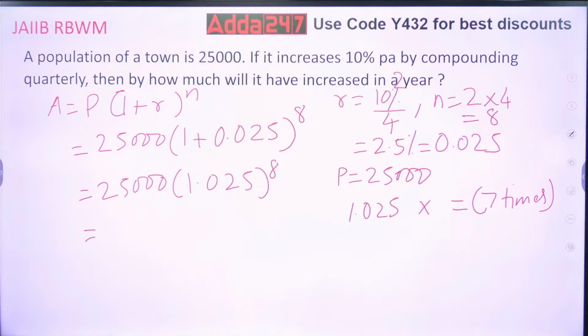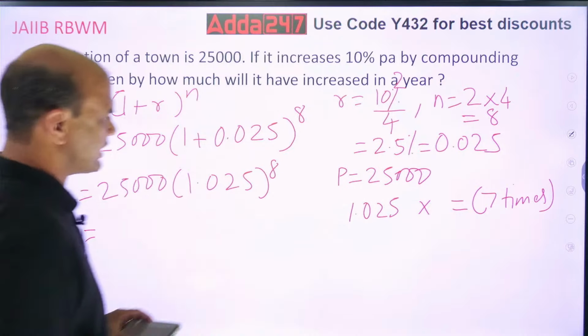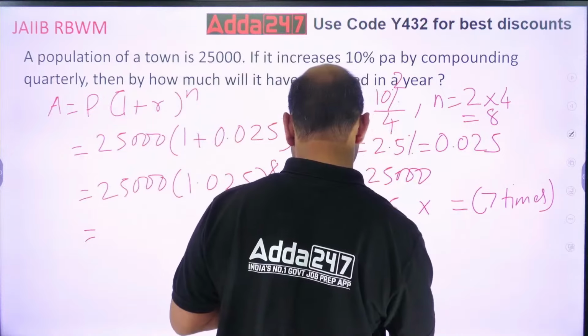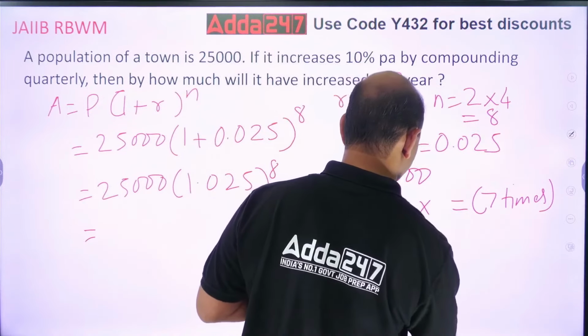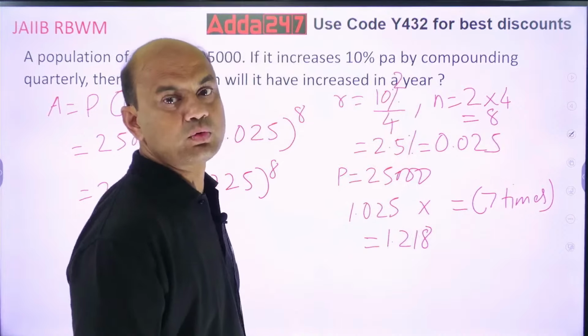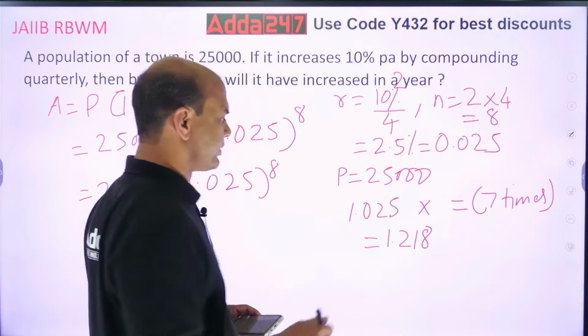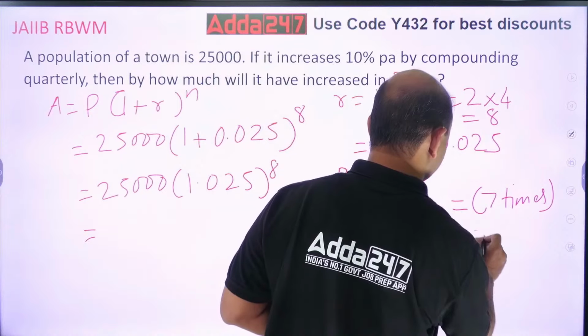Yes, what are you getting as the answer? 0.025 into equal to 7 times. So what are you getting? I am getting this as this. If I do this 7 times, I am getting this as 1.218. So what will I do? I'll take it round figure. So it's equal to 1.22.